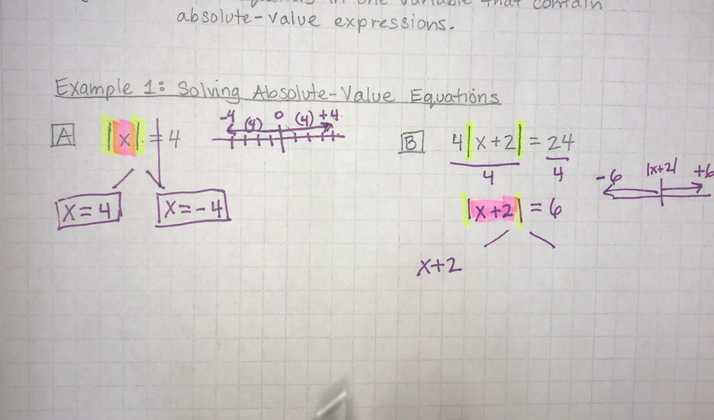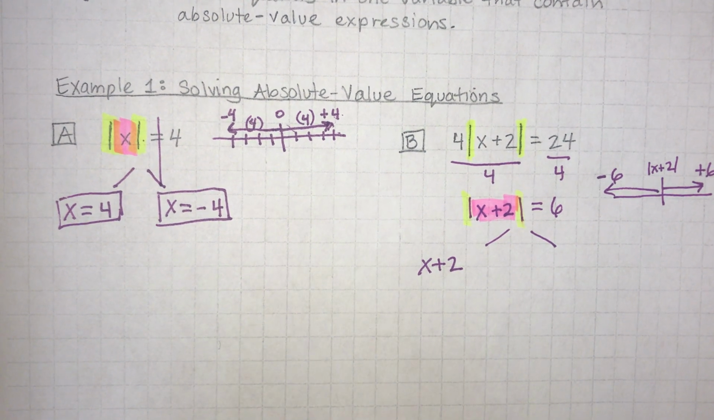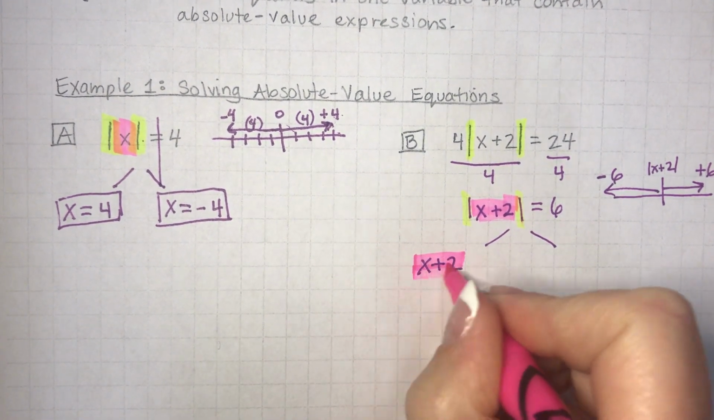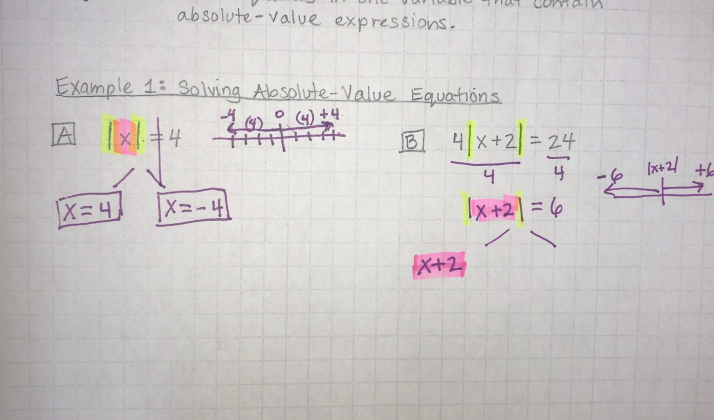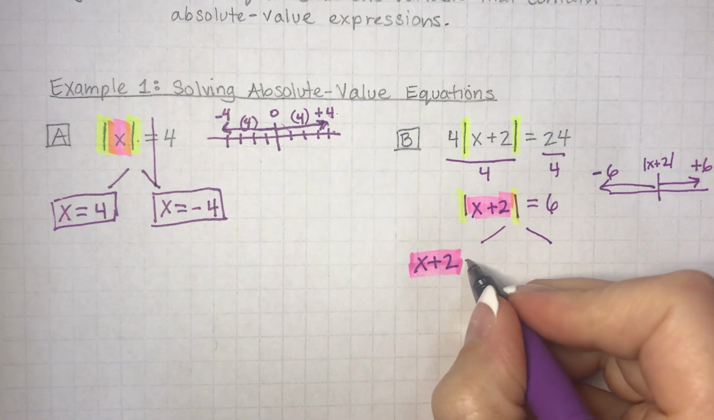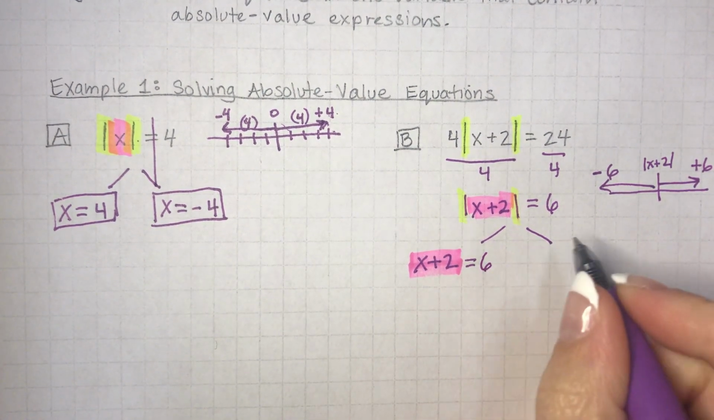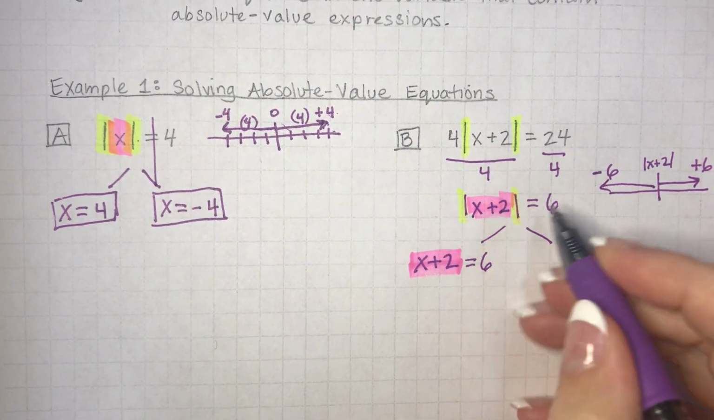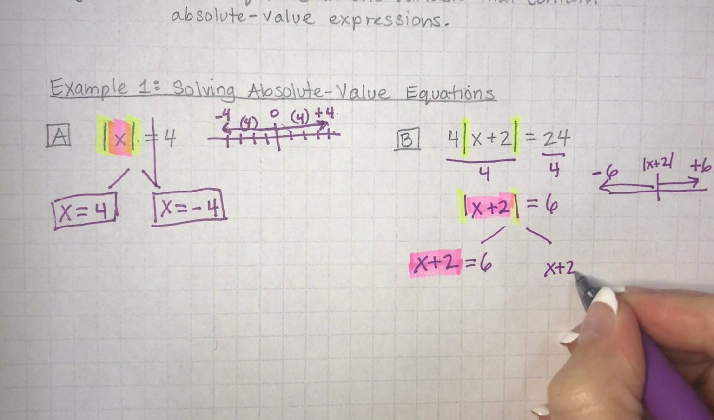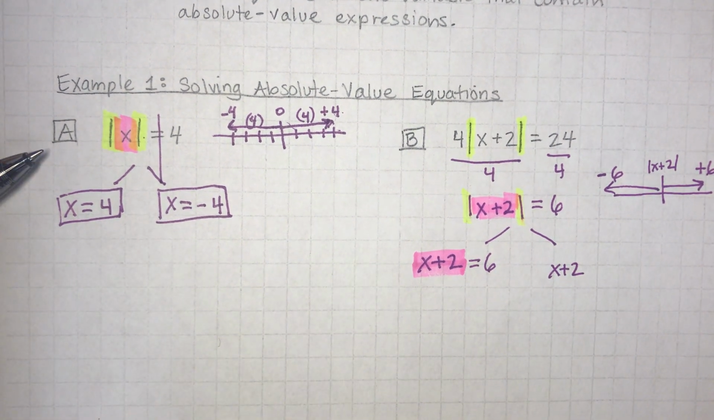So this stays the same. That x plus 2 does not change. The stuff inside does not change. It remains the same. And we're going to say equals the positive 6. And then right here, we're going to write this again. And this x plus 2 stays the same. Nothing changes.